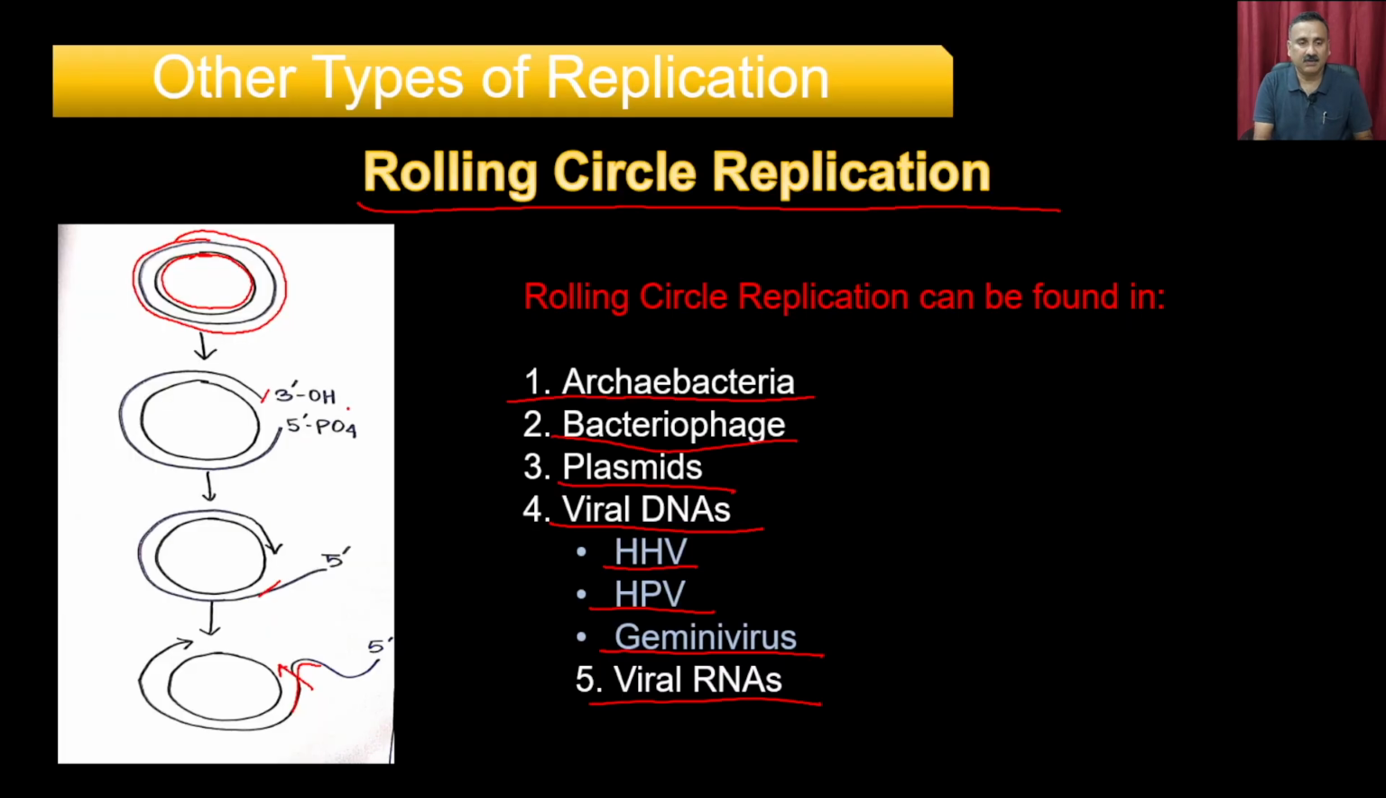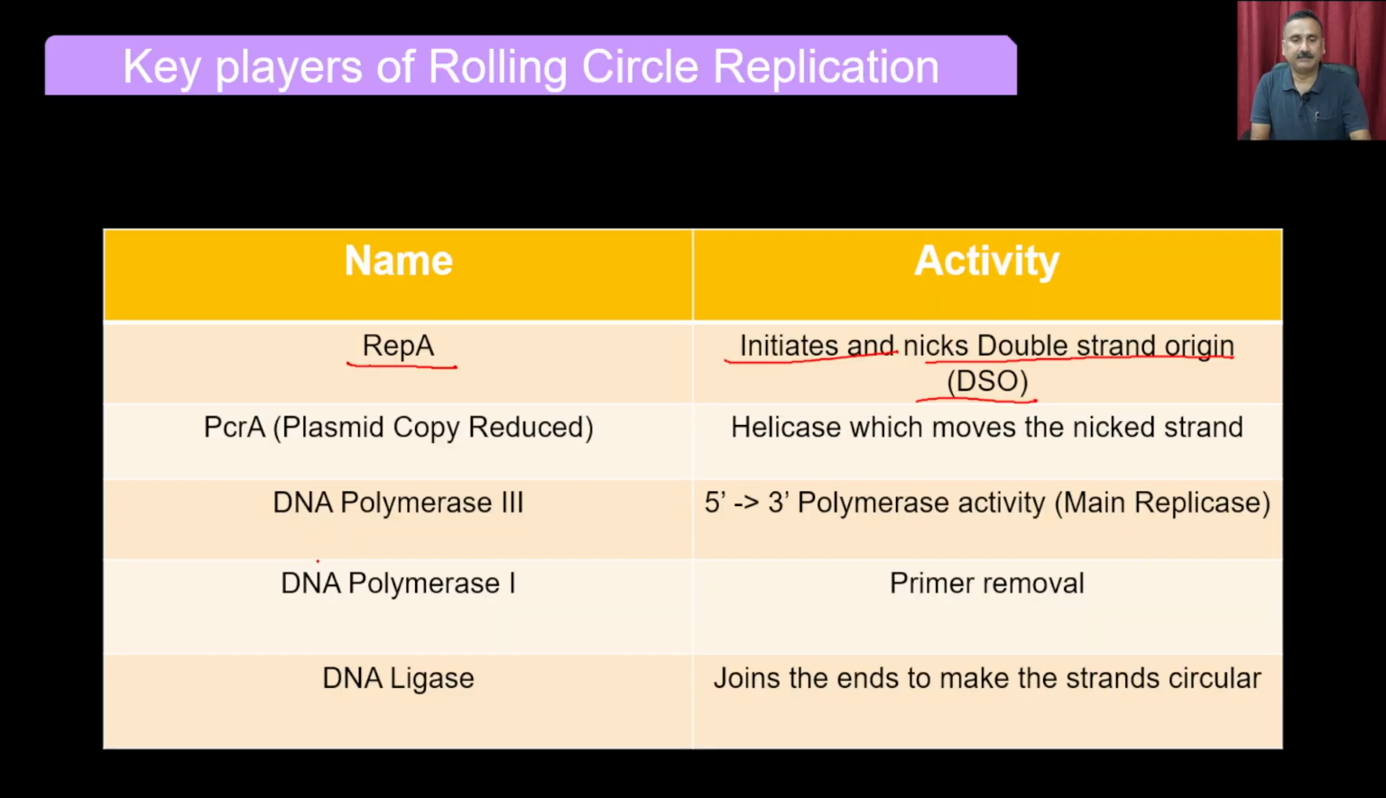Remember that this is the first event: you first form a nick structure, so that the machinery will enter into this structure and utilize the nucleotides present on the inner circle. That is how it is going to synthesize this strand and make multiple copies.